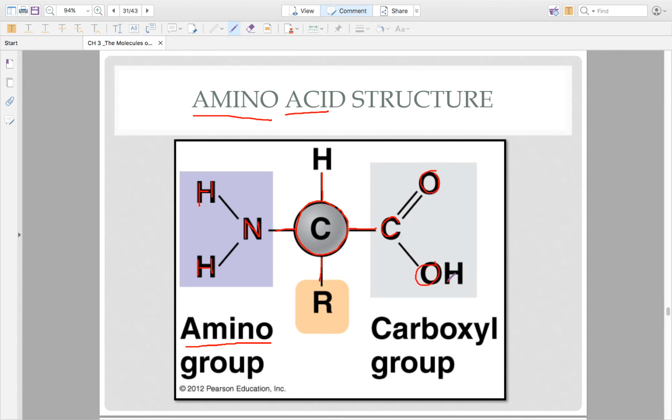Now, how do we have 20 different amino acids if they all have the same structure? Because of the R group right here. There are 20 different R groups that distinguish or make the 20 different amino acids, but everything else is the same. Every amino acid has an amino group, a carboxyl group, a central carbon, and the hydrogen, and then one of the 20 R groups. Okay, very good.